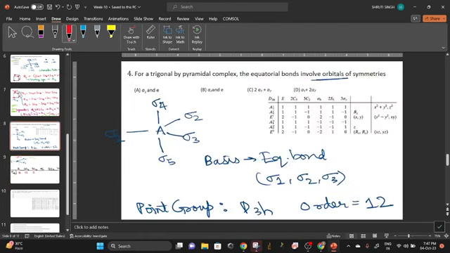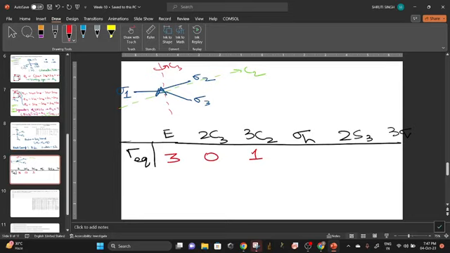Actually, we have to consider sigma h also here. If we consider it, it is 3, fine. Then S3, 0. Sigma v, 1. Fine. Now we need to find the contribution of irreducible representations into this reducible representation.